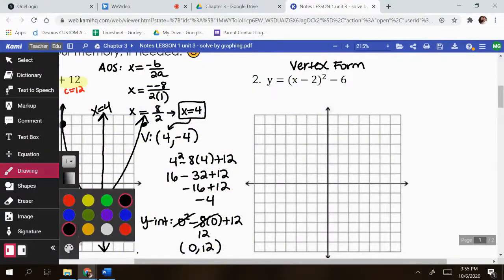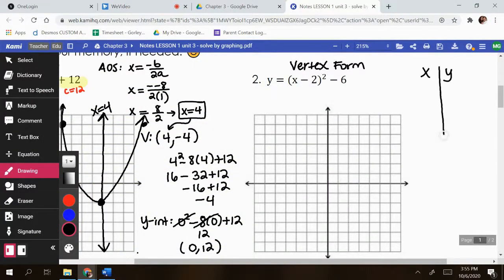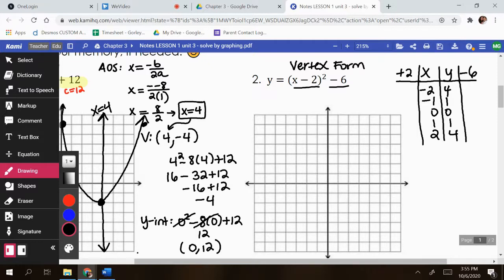So what I'm going to do is just set up my XY chart. Parent points are normally negative 2, 4; negative 1, 1; 0, 0; 1, 1; 2, 4. We can see that there's been a right 2 shift, so I add 2 to the x values, and a shift down 6. So shifting the y values down 6, we're going to end up with 0, 1, 2, 3, 4 for our x values, and negative 2, negative 5, negative 6, negative 5, negative 2 for our y values.